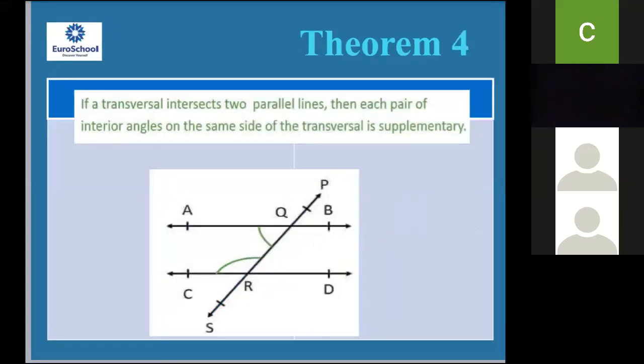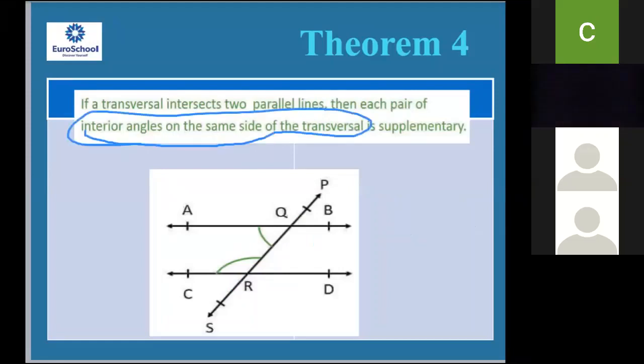Okay. Fourth theorem. If a transversal intersects two parallel lines, then each pair of interior angles on the same side of the transversal is supplementary. So, children, do you remember what is the name given for the interior angles on the same side of the transversal? What is one more name? Corresponding angles. No, dear. Anyone else?